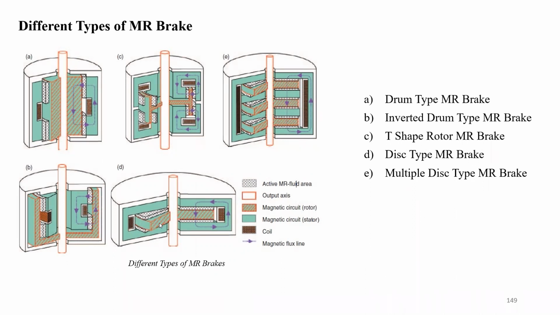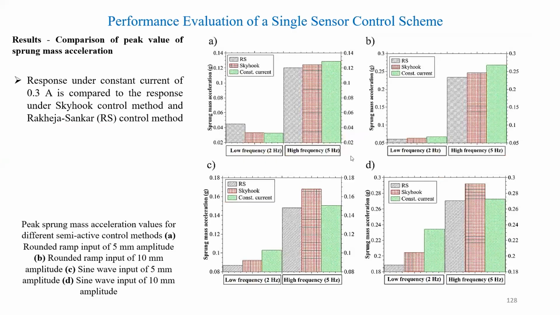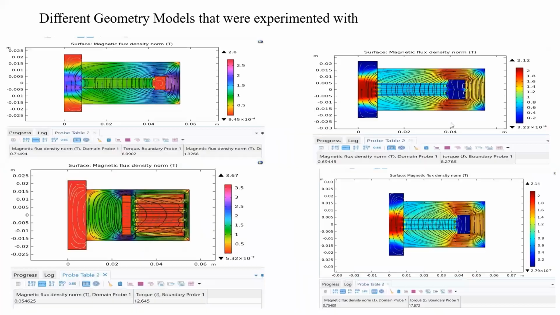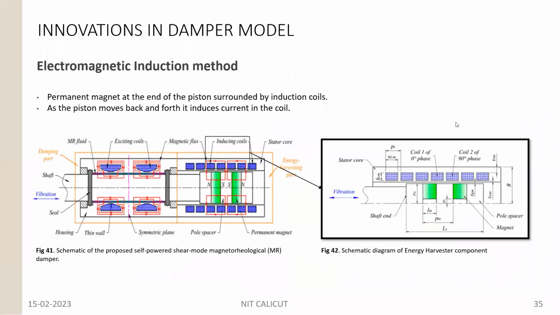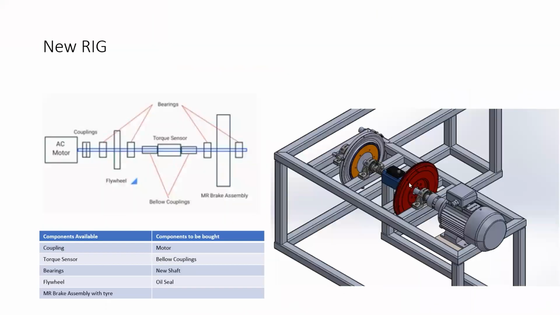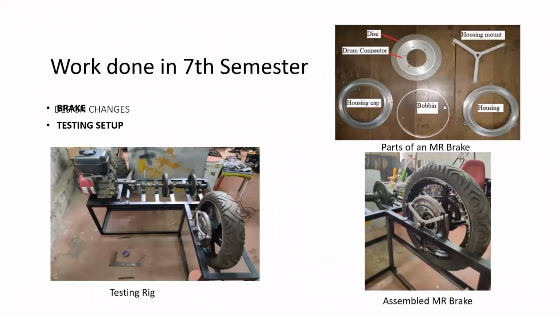This kind of a type, disc type, we already used. These are the disc type dampers that we have developed at NIT Surathkal. That is a disc type only. This is actually a disc type of brake only we have developed.